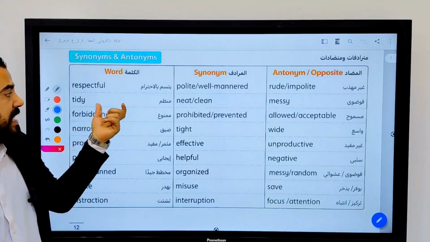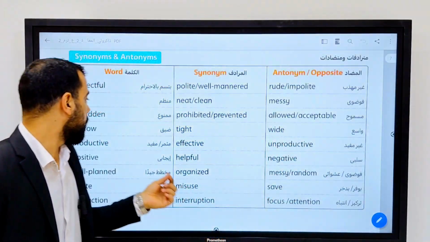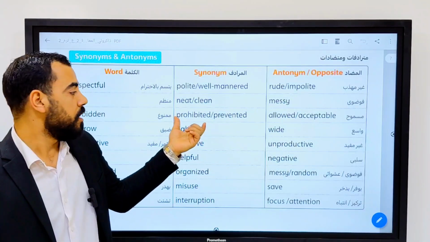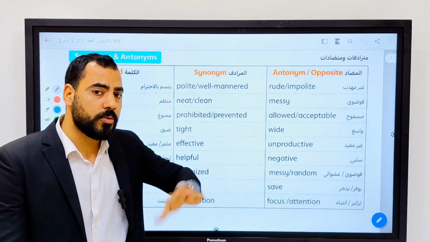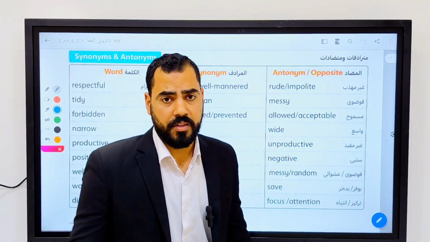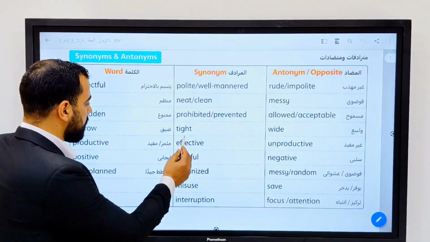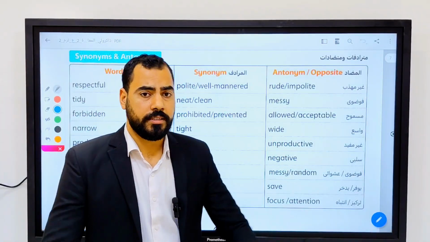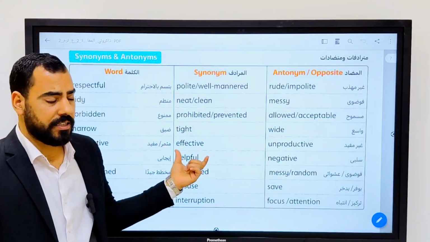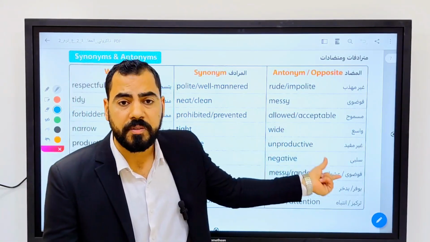Tidy, neat, clean, they have the same meaning. The opposite is messy. Forbidden means prohibited, or prevented. You can't do that. The opposite is allowed. It's okay to do it. Acceptable. There is no problem to do that. Narrow, tight, the GH is silent in tight. Wide, the opposite, of course. Productive, effective, unproductive. You add the prefix un to change it to the opposite.